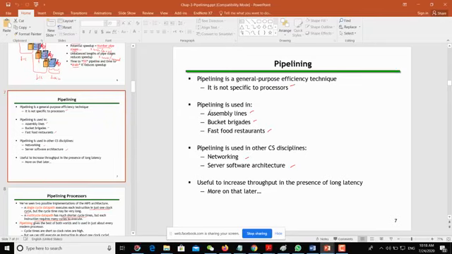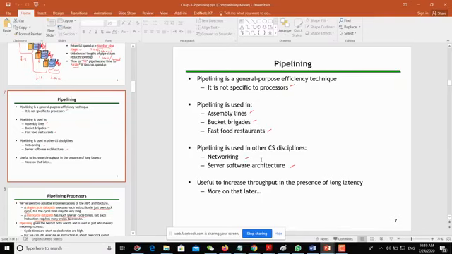Pipelining is used in assembly lines. Yes, you know assembly lines. Normally the assembly lines in car factories, in robotic factories, and bucket brigades, and then fast food restaurants. Yes, pipelining is also used at fast food restaurants.